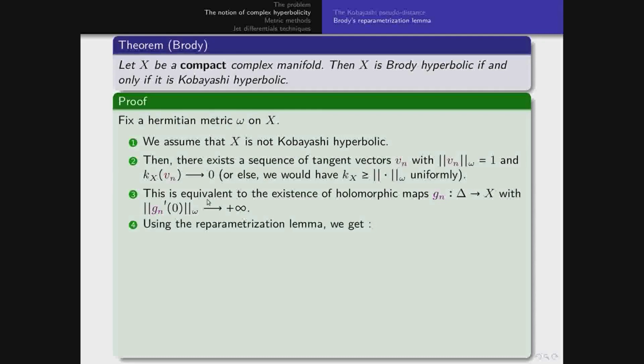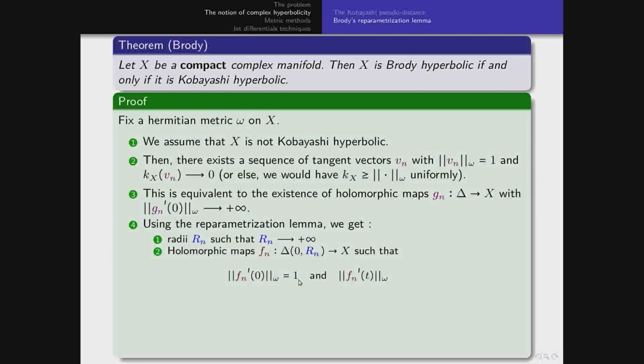And now you can reparameterize all these holomorphic maps, all the g_n, so you find radii R_n which are almost larger than this quantity, so you can assume that they go to infinity. Your reparameterized versions of the g_n are maps f_n which start from the disk of radius R_n and go to X, such that at 0 the norm of the derivative is 1, and at any other point the norm of the derivative is bounded by the Poincaré metric on the disk of radius R_n.